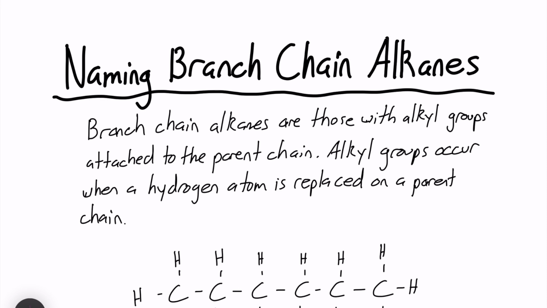Today we are discussing naming branch chain alkanes. In past videos we have talked about straight chain alkanes. Today we will be talking about those branches or substituents. Branch chain alkanes are those with alkyl groups attached to the parent chain, and alkyl groups occur when a hydrogen atom is replaced on a parent chain.